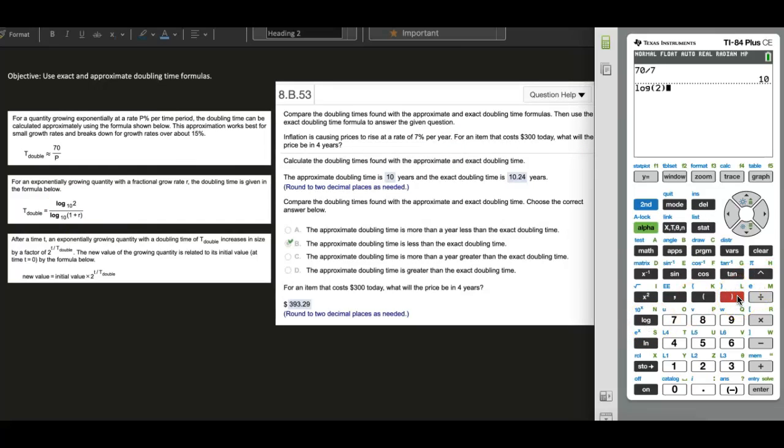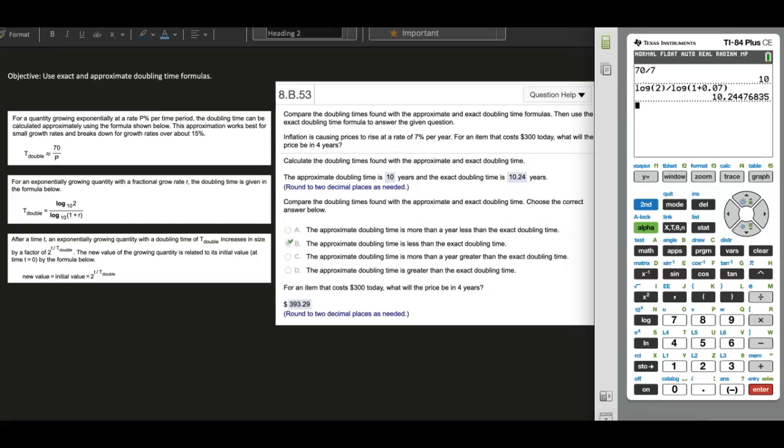So we're going to do log of 2, and then we'll divide that by log of 1 plus the percent written as a decimal. So instead of 7, we'll write 0.07. And this is how we get the exact doubling time, and it does ask you to round to 2 decimal places. So for comparison, you can see that the approximate doubling time is less than the exact doubling time.